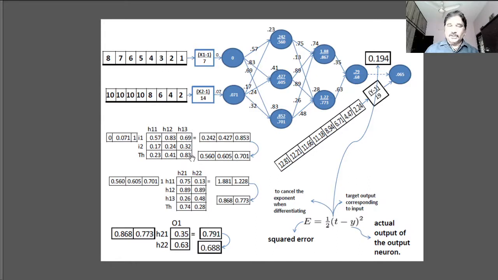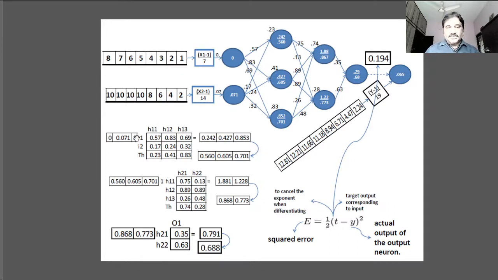Now, what we do as a matrix multiplication: 0 into this weight plus 0.071 into this weight plus 1 into the threshold. That is what we are doing. 0 into 0.57, 0.071 into 0.17 plus this threshold, that is simply represented here. That will be giving you the 0.242 value here. This 0.242 value is coming after adding this threshold.